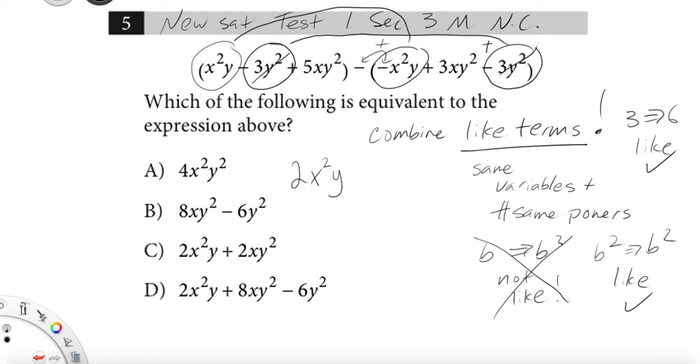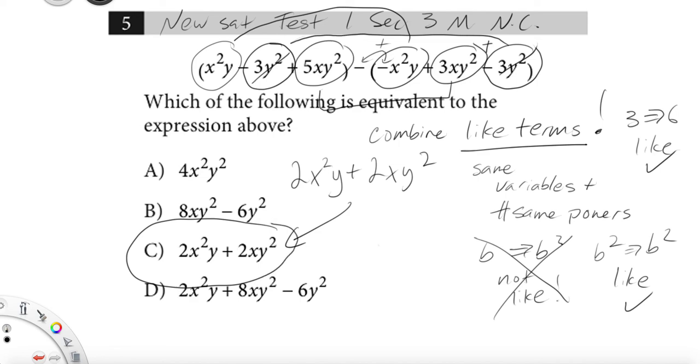And then finally we have our xy squared terms, and we're going to combine those. So over here we have plus 5, or just 5xy squared, minus plus 3xy squared. Again, it's kind of irrelevant to say the plus there, so to simplify, 5xy squared minus 3xy squared is going to be positive 2xy squared. So now we just look for the answer that matches up to that, and it looks like the answer here is going to be C.